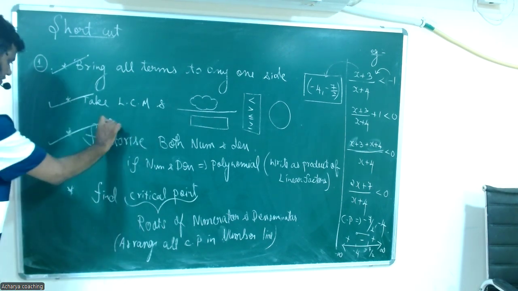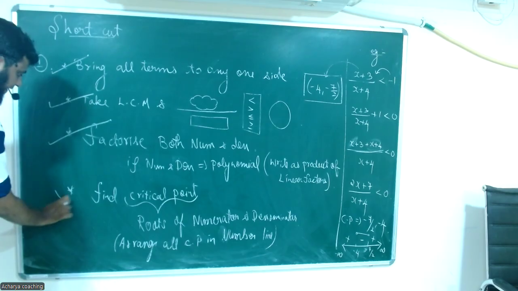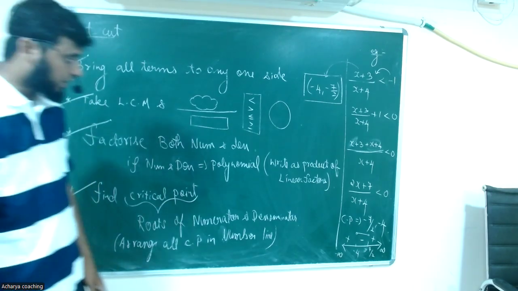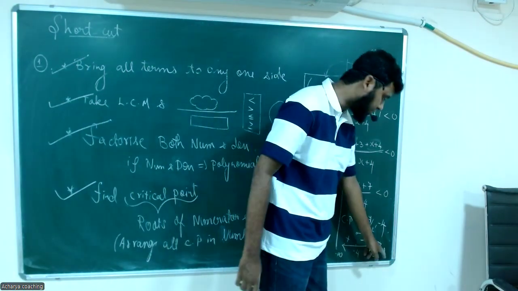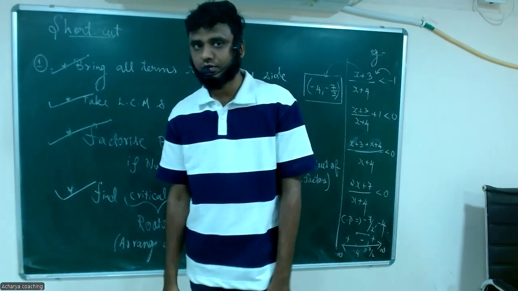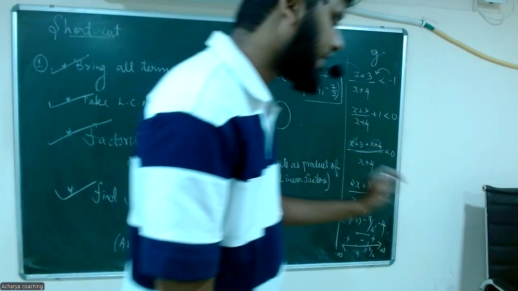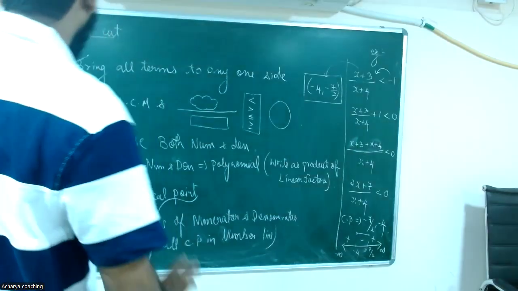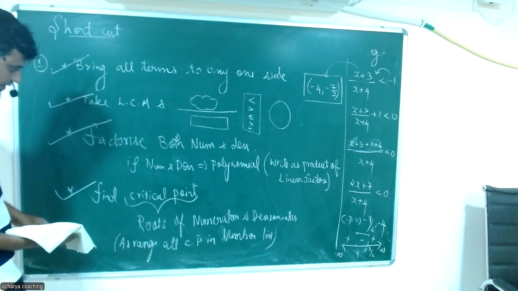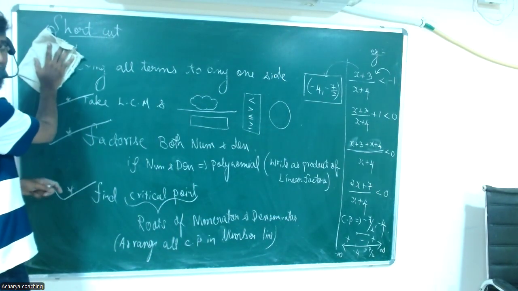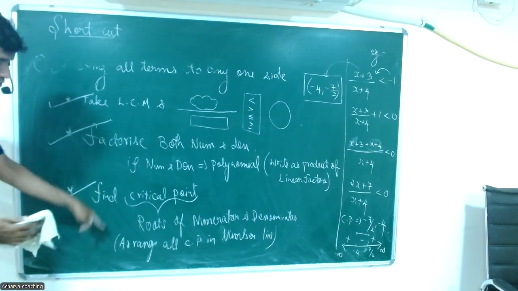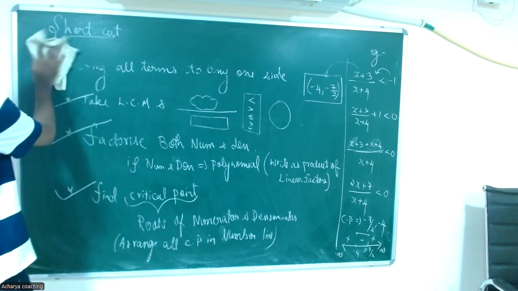Factorize both numerator and denominator. This is also common. Finding critical point. This is also common. So only for this part I'm telling, here we substituted the values, right? No need to substitute the values. Directly we can write the sign. So how to write that? So that I will explain now. This one you have copied, right? So in this shortcut also you have to do all these steps. Okay.